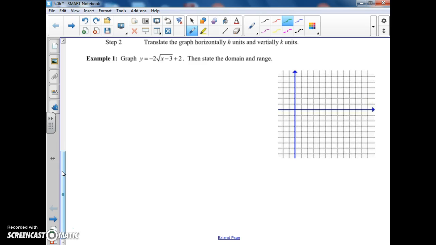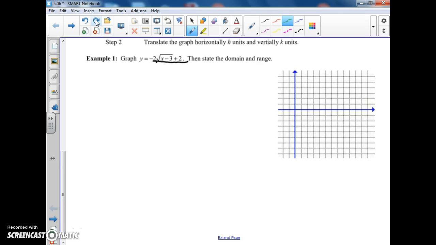Let me ask you something here. You're going to translate this, right? You learned how to do this first semester. You're going to translate this. Right there, okay? How far would you move this?